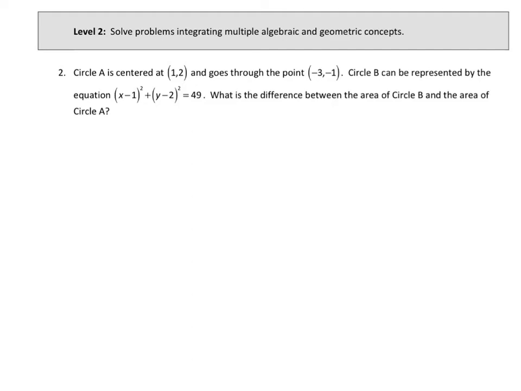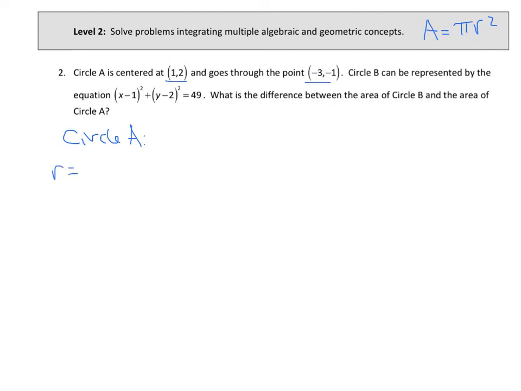Well, I want to find the area of both circles, and then difference means I'm going to subtract their areas. So, for circle A, to find its area, remember the area of a circle is pi r squared. I just need the length of its radius. If its center is at (1, 2), and the point (-3, -1) is on the circle, that means the distance between those 2 points would be the length of the radius.